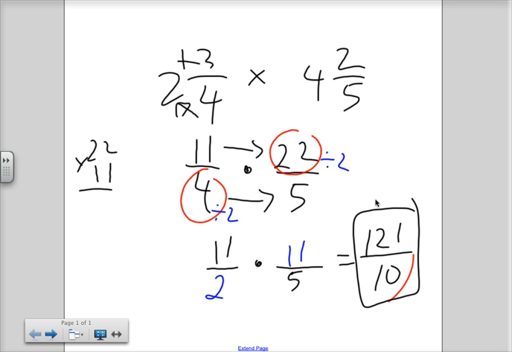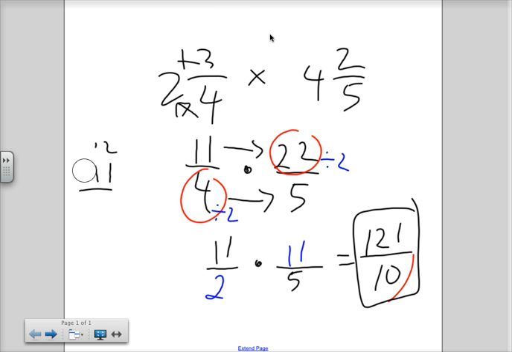Questions on how to do this? Yes? Do you convert that to a mixed number? If I ask you to. But for the homework tonight, leave it in improper form. Okay? Because it won't allow you to do it in the mixed number form. Okay, any question on that? We're good, right? Okay. Next one, division.